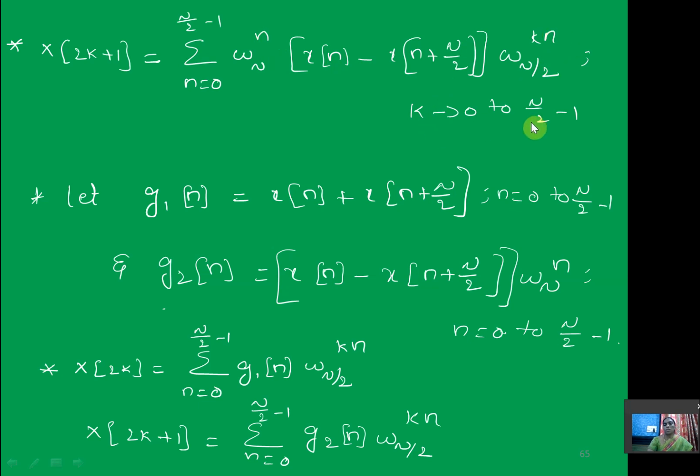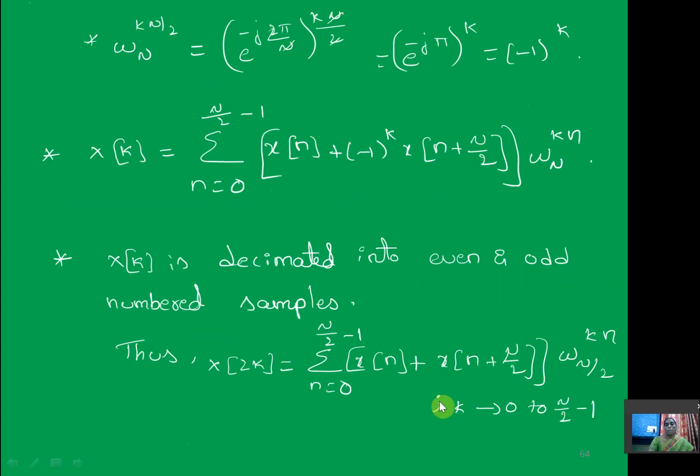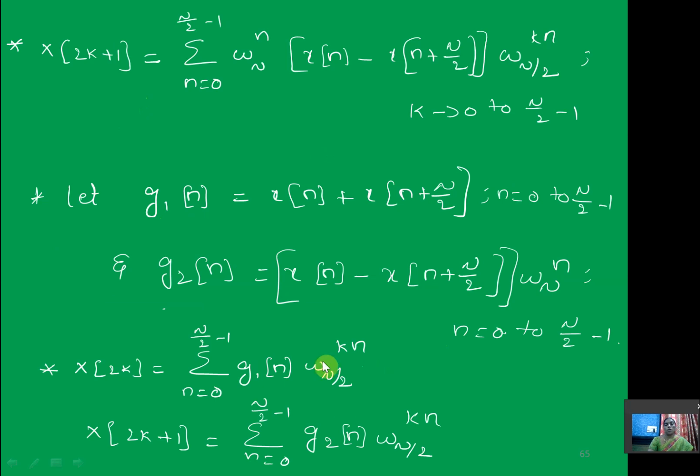So here also k ranges from 0 to N/2 minus 1. If you observe these two equations, X of 2k and X of 2k plus 1, let g1 of n be x of n plus x of n plus N by 2, and let g2 of n be x of n minus x of n plus N by 2, into W_N power n. So simply we may write X of 2k as summation n from 0 to N/2 minus 1, g1 of n W_{N/2} power kn, and X of 2k plus 1 is summation n from 0 to N/2 minus 1, g2 of n W_{N/2} power kn.